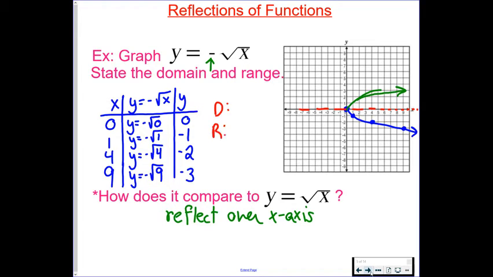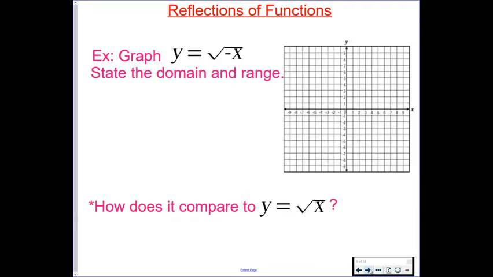Domain, how far left? My graph goes from 0 to the left, off to the right at positive infinity. The range, again, it starts all the way down at the bottom at negative infinity and comes all the way back up to 0 with a bracket. So that's our domain and our range for that function. Again, the negative, all it did is take the graph, as we can see, and flip it over the x-axis.